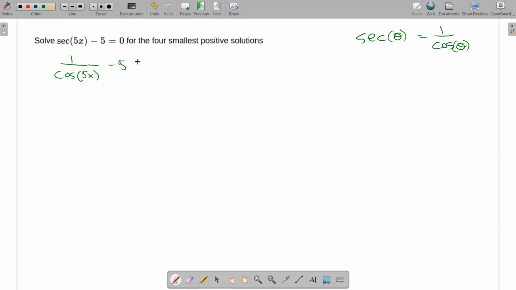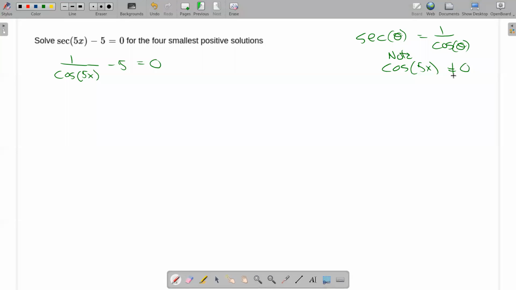minus 5 equals 0. Once I have a variable in the denominator, there's going to be values that can't happen. So for example, in this case, if the cosine of 5x is ever 0, I don't have a solution. So just a note, cosine of 5x can't be 0. If it is, I have 0 in the denominator and I have a problem.